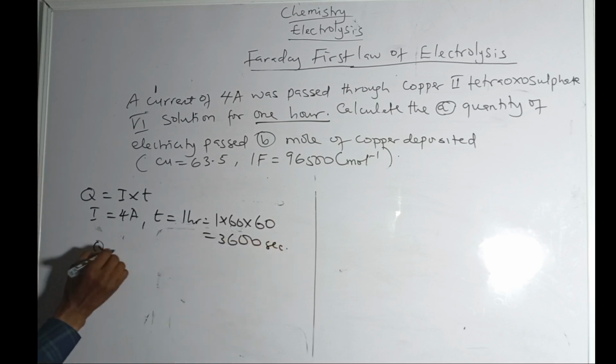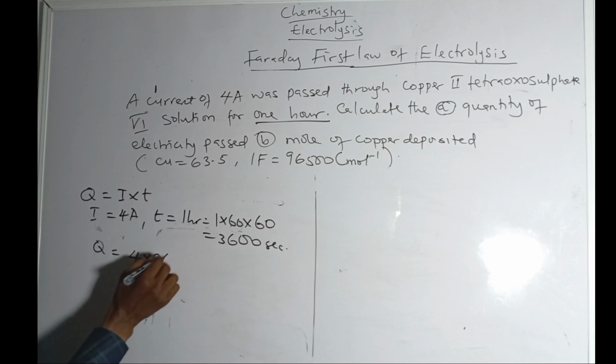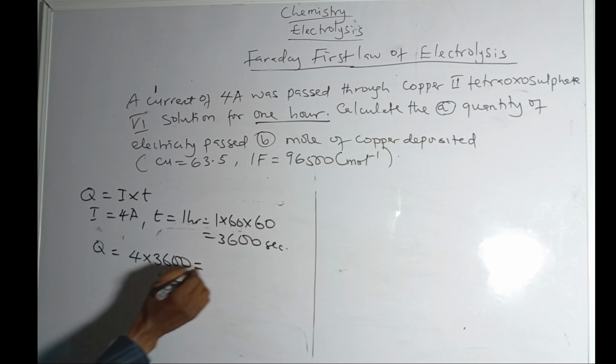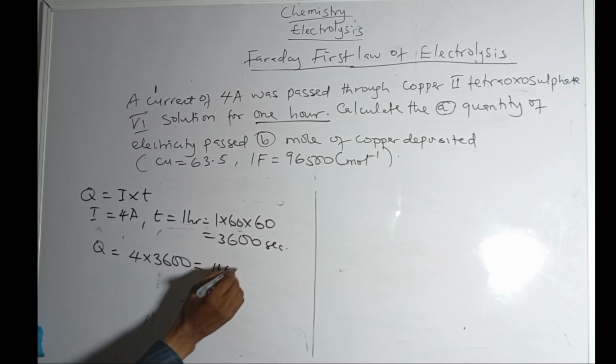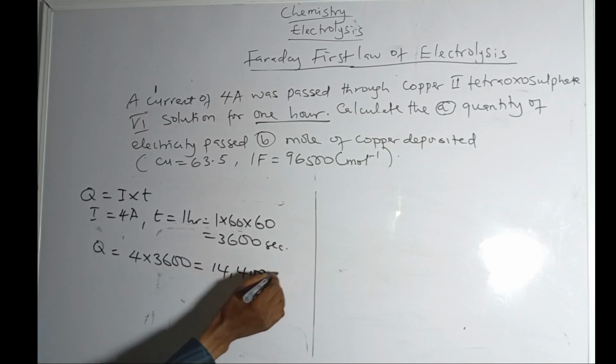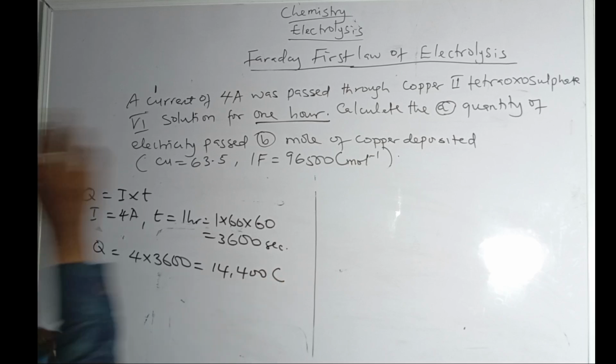So Q now will be equal to 4 times 3,600. So press your calculator. What is 4 times 3,600? That is 14,400 coulomb.